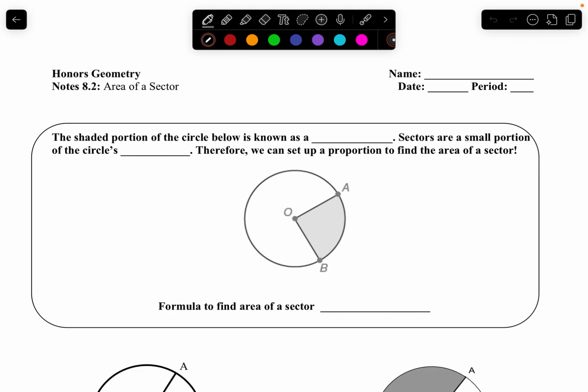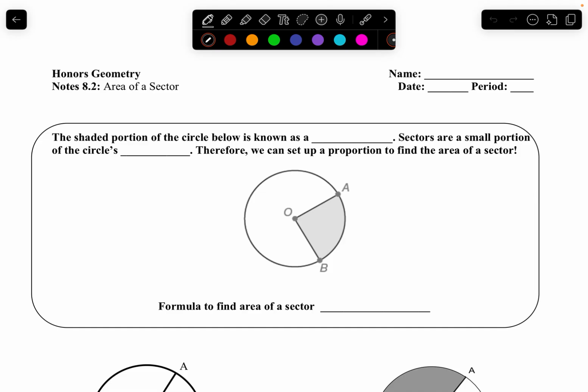Hello. These notes are going to cover 8.2, area of a sector. Last set of notes we talked about was arc length. And when we talked about arc length, we said that the arc length was part of the circumference of a circle, so we were able to set up a proportion. Today we're going to be talking about area of a sector. Sectors are part of the area of a circle, and so again, we'll be able to set up a proportion today. Formulas are pretty similar, which is awesome.